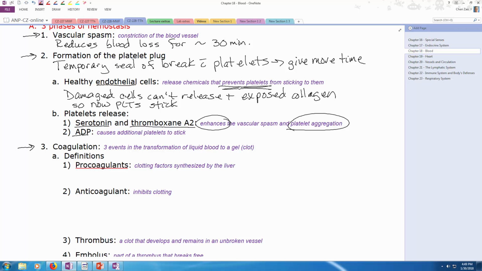ADP is kind of like a platelet aggregator. It causes additional platelets to stick. So ADP doesn't enhance vascular spasm. It's serotonin and thromboxane A2 that does. So they all promote, come on guys, let's all get together around this big gaping wound. Let's fill it up. So it's a temporary seal.